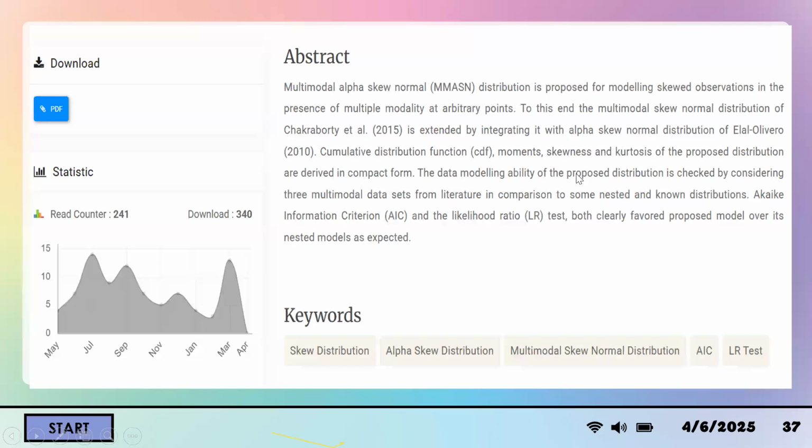The data modeling ability of the proposed distribution is checked by considering three multi-model data sets from literature in comparison to some nested and known distributions. The Akaike information criterion, which is AIC, and the likelihood ratio, which is LR test, both clearly favored the proposed model over its nested models, as expected.